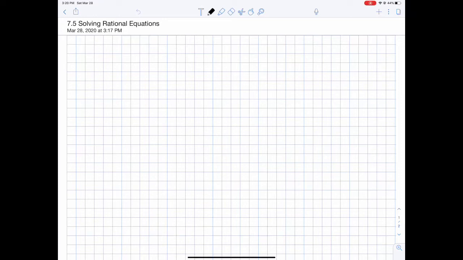Welcome to 7.5, Solving Rational Equations. So this is the last section in the chapter.